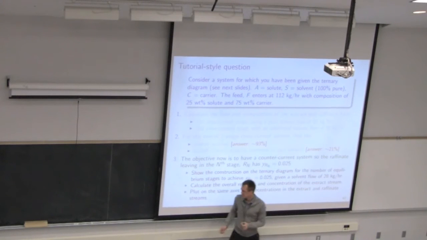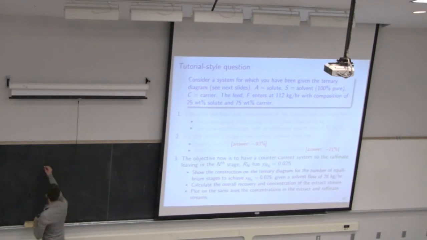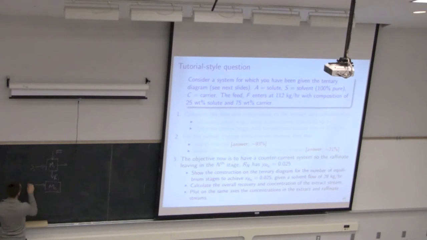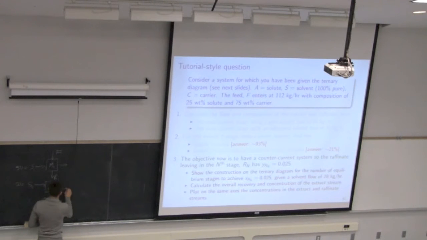So let's just quickly visualize what we're doing here. We've got solvent coming in, and we've got feed coming into the first unit. So there's my first cross current unit. And then I send this raffinate from the first step to subsequent processing with fresh solvent. So solvent one, solvent two. So this is 50, this is 50. So I'm using a total solvent of 100. And then I've got raffinate leaving R2, and I've got extract leaving at each stage.